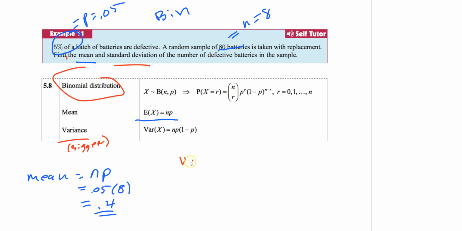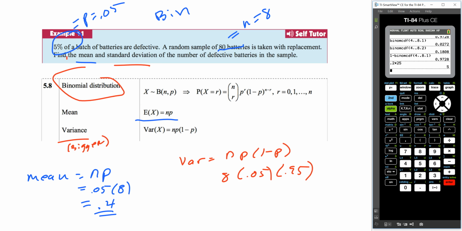So in this case, I could use the variance, which is just np times 1 minus p. So in this case, n is 80. Probability is 0.05. And then 1 minus 0.05 is 0.95. Put that into the calculator. So 80 times 0.05 times 0.95. And you're going to get 3.8.